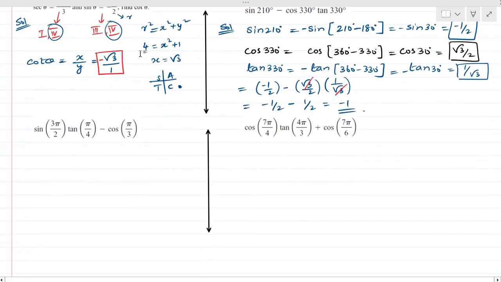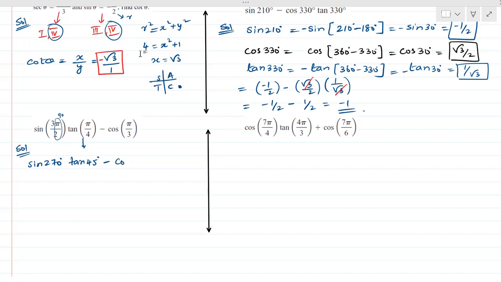Now similarly here you will have radians. The values are given in terms of radians. You have to convert this one. Pi over 2 is 90. 90 into 3, which is equal to 270 degrees. And this one, tan 45 degrees minus cosine 60 degrees. So all the values we have from the table.